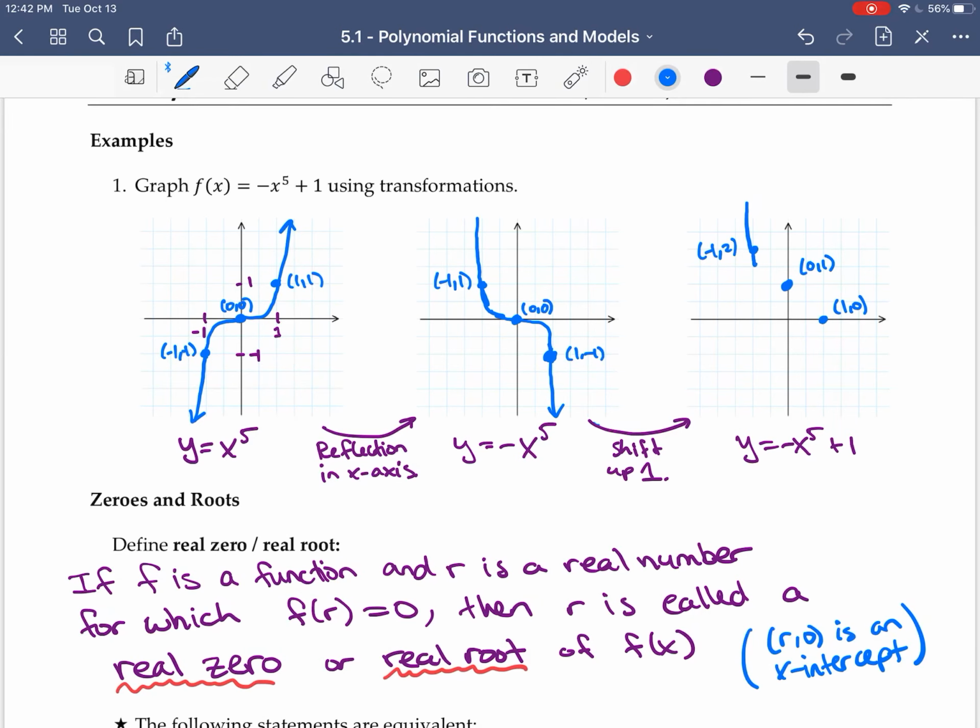It comes down, flattens out at 0, and then decreases very sharply. So that's our final graph there. That's how we do transformations. They work the same as they did before, just we have more graphs to work with now.